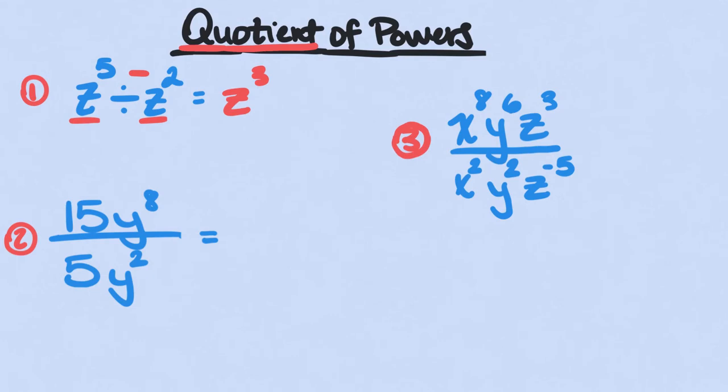Now, a very common way you're going to see it is written as a fraction, because in math, fractions just mean division, essentially. So what we're going to do is divide our numerator by our denominator. First, we can just do 15 divided by 5. That's going to be 3. Then y to the 8th power divided by y to the 2nd power. Again, we take our exponents, 8 and 2, and subtract them. So we get y to the 6th power.